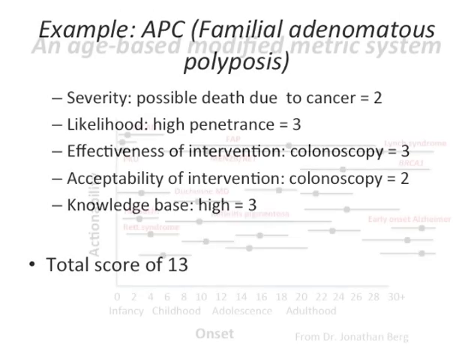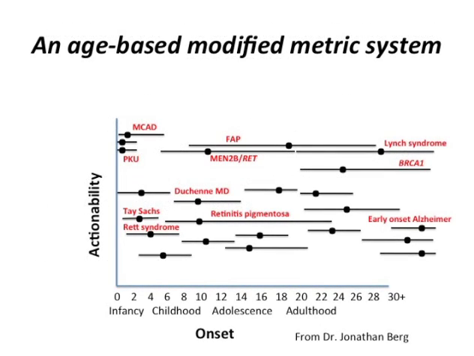So looking at this in terms of the degree of actionability, and then the onset, we come up with this age-based modified metric system that we're using. And if you look at conditions of early onset, so childhood or infancy onset conditions, things like MCAD and PKU, for example, that would be in the upper left quadrant, and that would really make up what we are terming the next generation newborn screening.